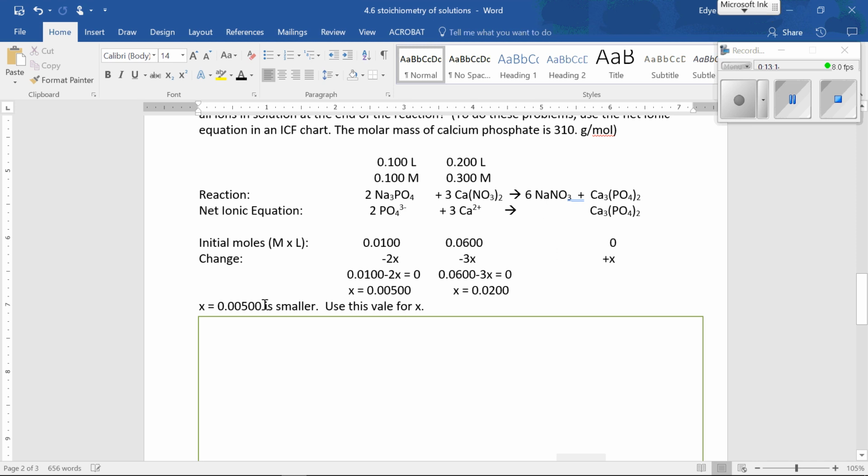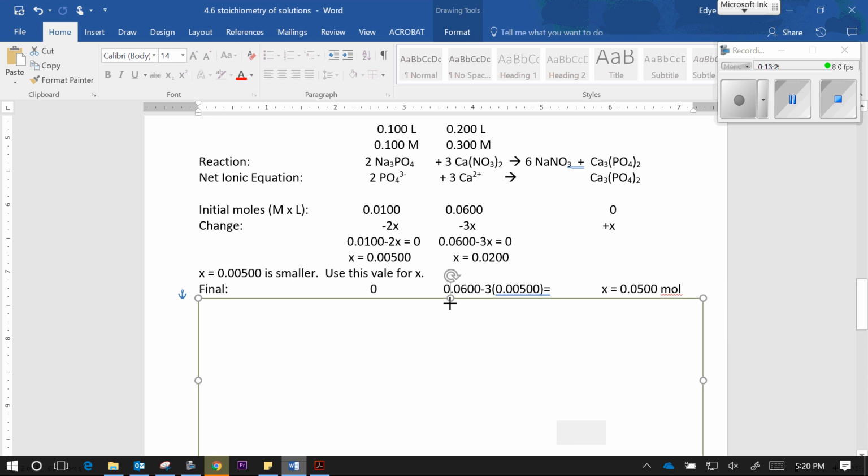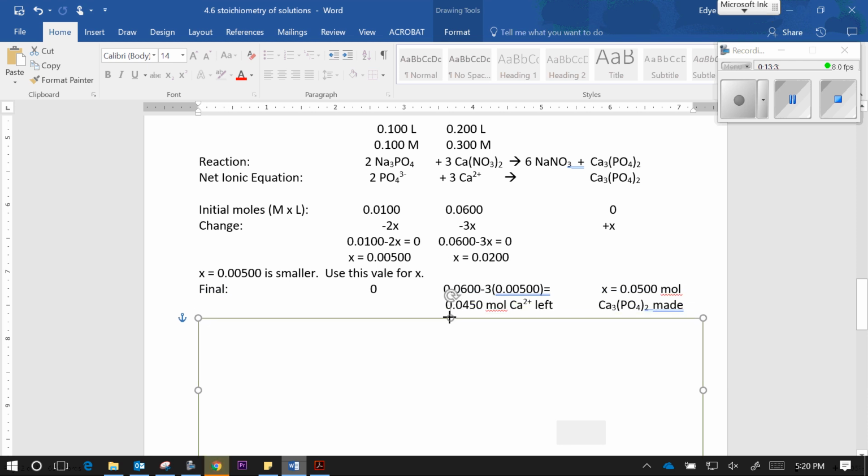I'm going to plug this smaller value of x into this equation here and this equation here, and this one is just x. So again, you solve for x for each reactant, and you keep the smaller value of x and plug that back into your original equations. And that's what I've done here.